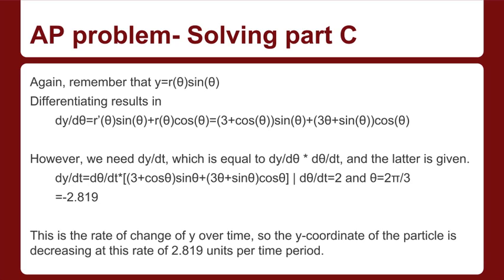This question also asks for interpretation, so one can explain that the negative rate for y simply means that the y-coordinate decreases by that many units in whatever time period is specified.